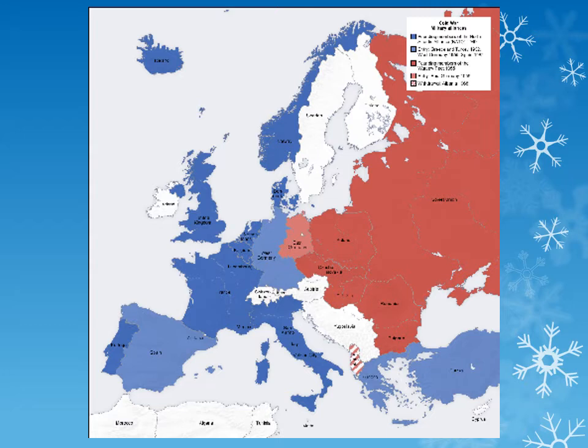Here's just another visualization of the Eastern Bloc and the Western Bloc. Red for communist states, blue for free democratic states, and then you have our Scandinavian and Switzerland and our neutral states.